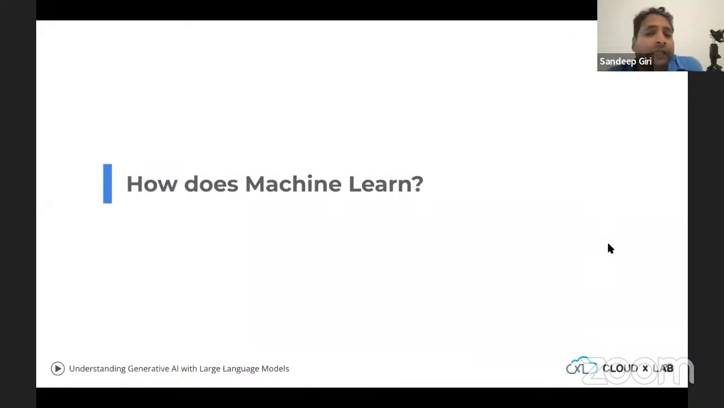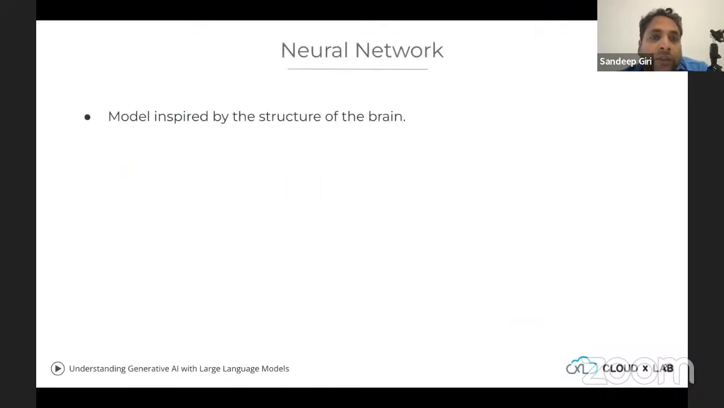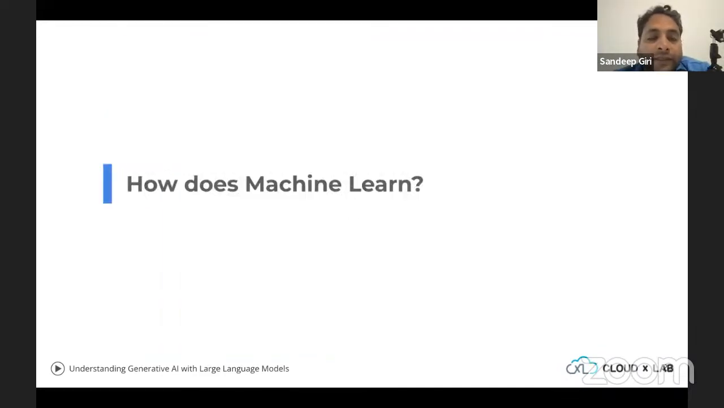Now, the question is, how does the machine learn? That's the first question that is there in everybody's mind, that how was ChatGPT built? How exactly was ChatGPT built? But before going there, we need to understand how exactly does the machine learn? Those who are already aware would know.